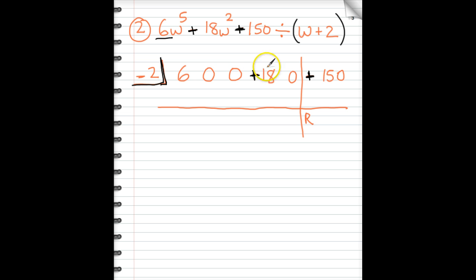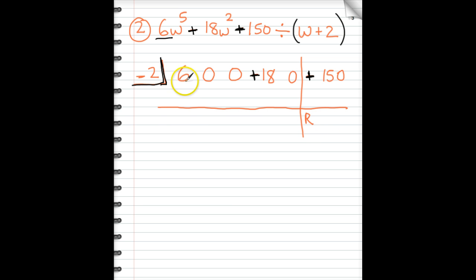In the w squared column, we do have 18 of w squared. Boom, there it goes. And there is no w to the first power. Therefore, another 0 placeholder, and we do have a constant of 150. Remainder line, answer line, remainder line, like we did in the previous example, and we're set to go. But it's very important to put in those placeholder zeros for the missing powers in descending order.